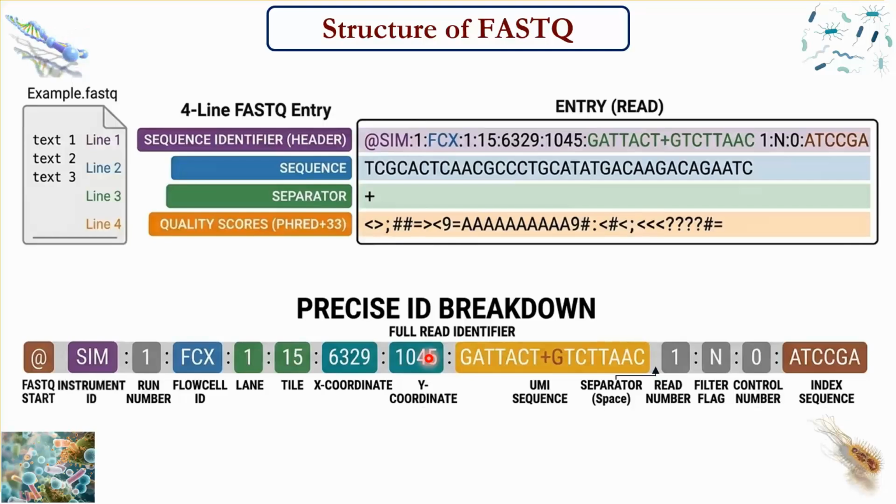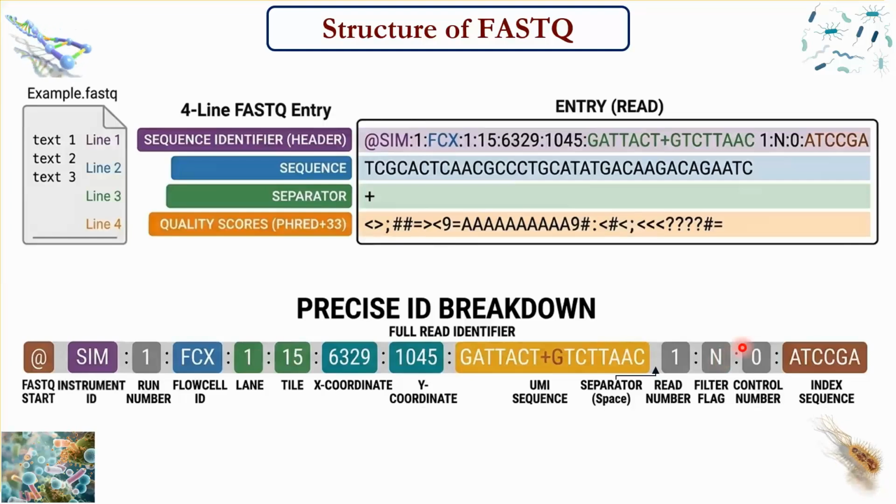Next we have the UMI sequence. As we can see here, UMI stands for unique molecular identifier. After the space, we move to the second section of the identifier. Here we have the read number. As we can see here, 1 is the read number. 1 means this is read 1. If it were paired end sequencing, read 2 would be marked as 2. Next is the filter flag. N means the read passed the quality filtering. If it were Y, it would mean the read failed filtering.